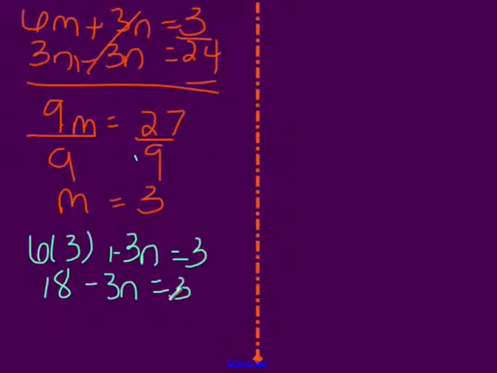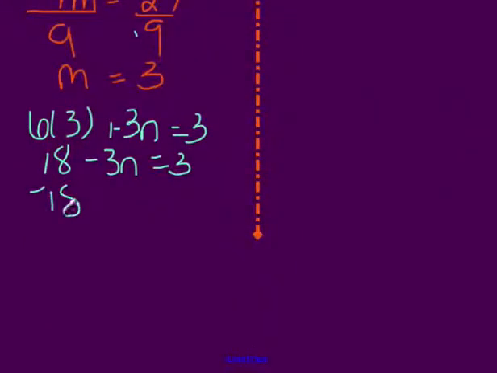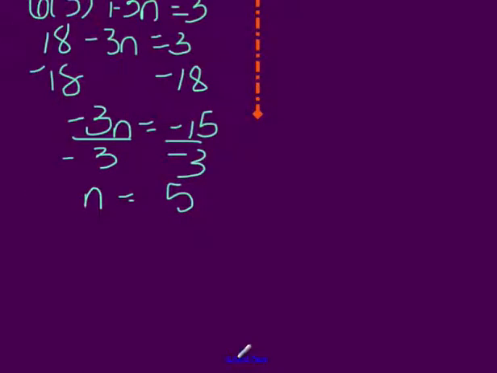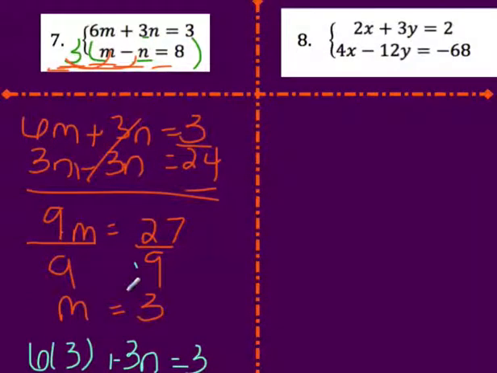Now I need to get that 18 over to the other side. It's a positive 18, so I'm going to subtract 18 from both sides. Then I get a negative 3n is equal to a negative 15. So I need to divide both sides by a negative 3. When you divide a negative by a negative, it's going to be positive. So 15 divided by 3 is going to be 5. So my solution for that one, let's write it in alphabetical order, would be 3 and 5.